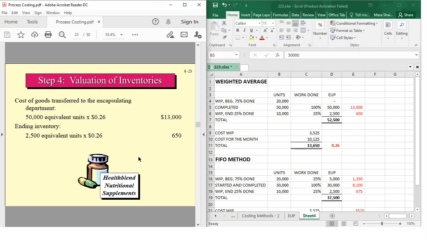Now, in doing so, what will you do? Of course, use your unit cost, which is 26. So, in this case, since 50 units are completed and transferred, you have 13,000 for the cost of goods transferred. And then your ending inventory has a cost of 650.